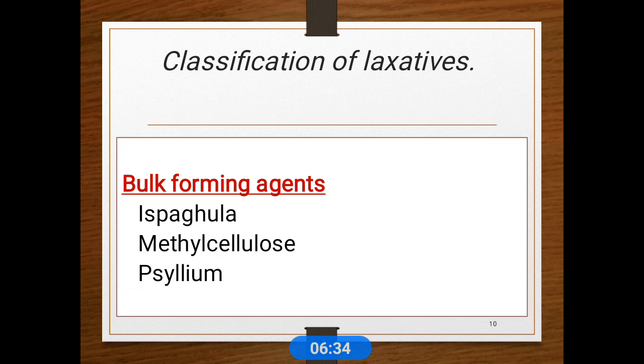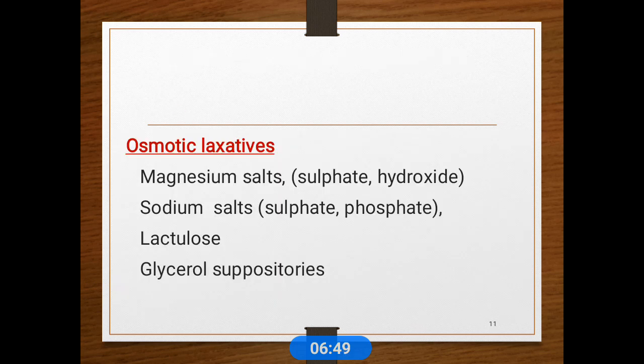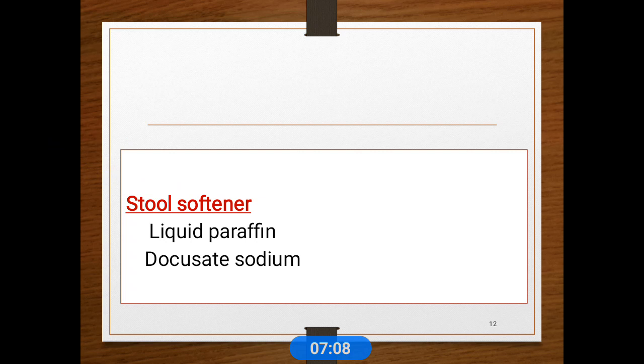Bulk forming agents are effective in mild cases. If non-pharmacological measures fail, first we try bulk forming agents: ispaghula, methyl cellulose, psyllium. These are available as over-the-counter preparations. Osmotic laxatives mainly include magnesium salts and sodium salts, lactulose and glycerol suppositories. Lactulose and glycerol suppositories are most commonly used. Stool softener categories are helpful if the stools are dry and hard. In that situation, we can try a stool softener, such as liquid paraffin and docusate sodium.